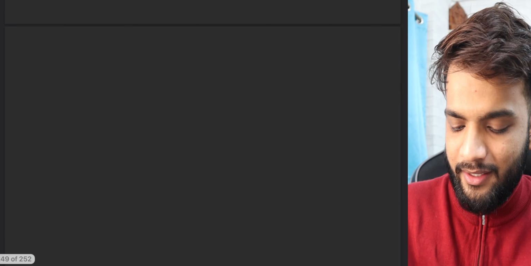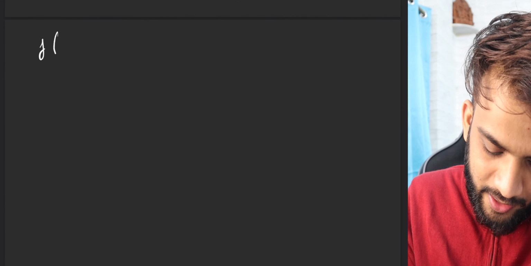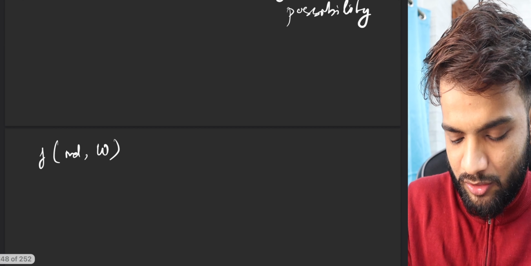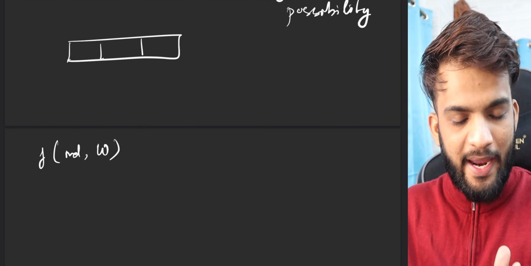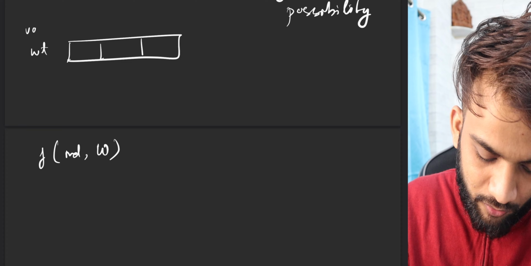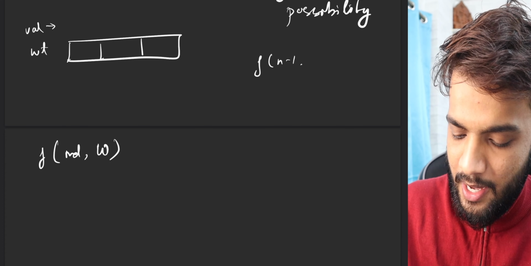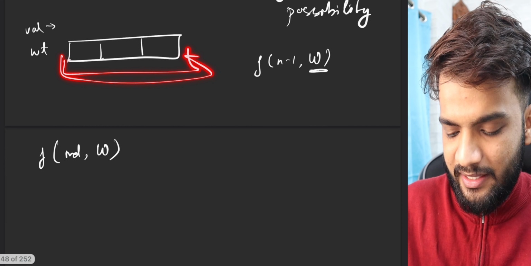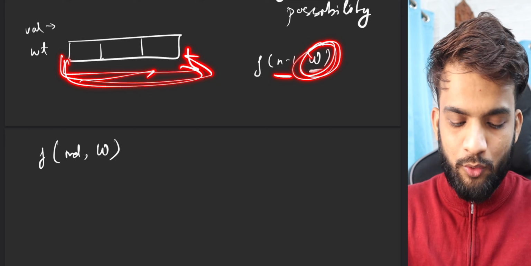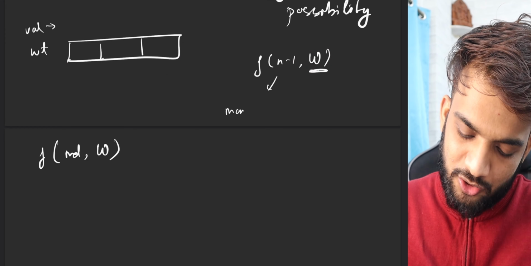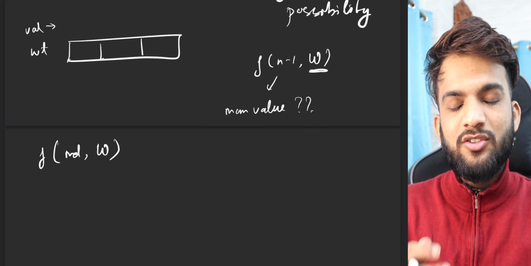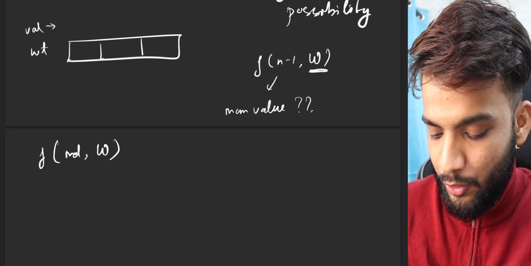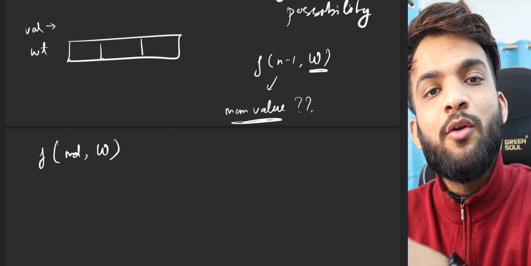So let's quickly write down this recurrence. Index and weight is the initial one. So basically, if there are three items with a particular weight and a particular value, I'm saying till n minus 1 with a baggage weight of w. That means till here, n minus 1 with a baggage weight of w, what is the maximum value you can generate? So this function will tell you, till n minus 1 with a baggage weight of w, what is the maximum value that you can generate.